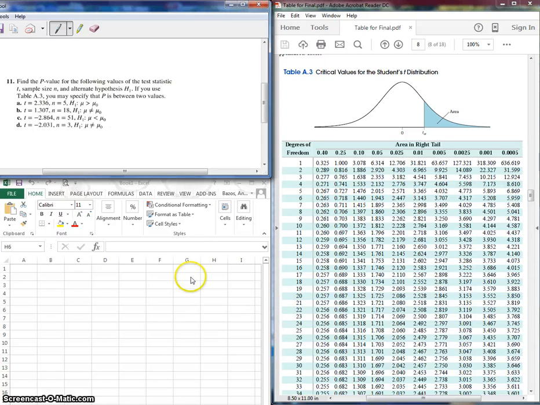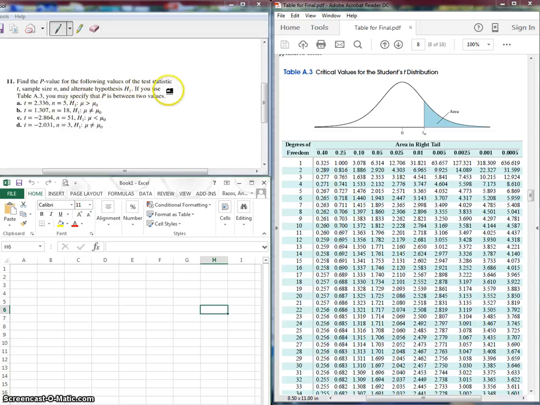Okay, this is to help use the table, a critical value table, in order to estimate the p-value. So we're going to estimate the p-value. We're not going to find the p-value exactly, but we're going to estimate it. So let's estimate the p-value for the following values of the test statistic t, sample size n, and alternate hypothesis H1.